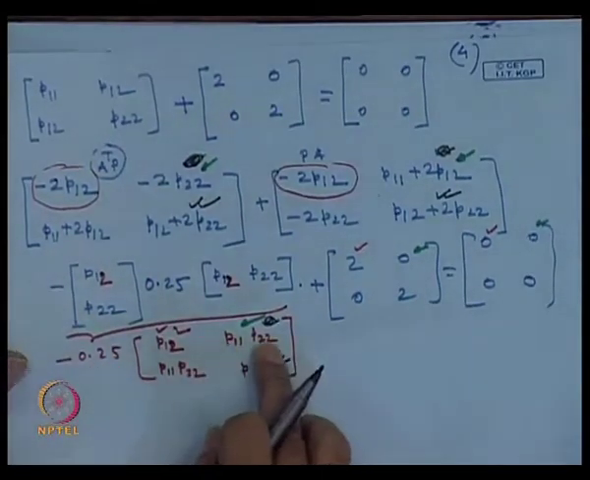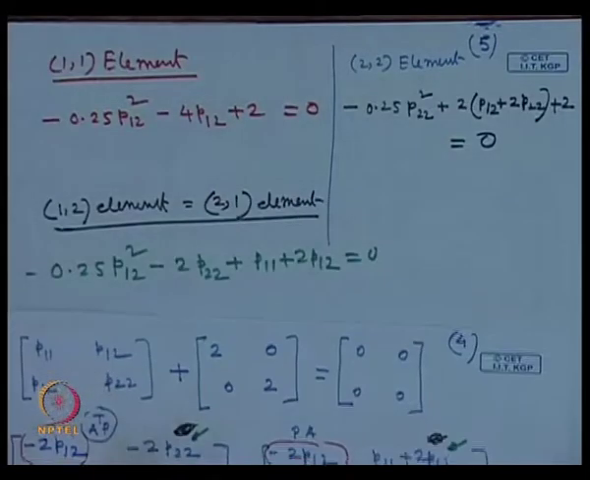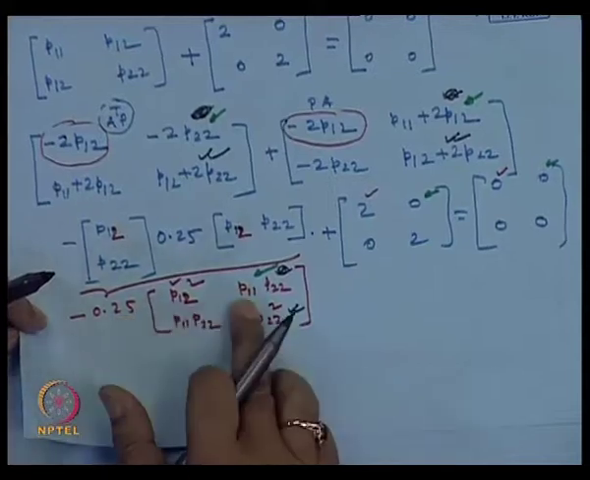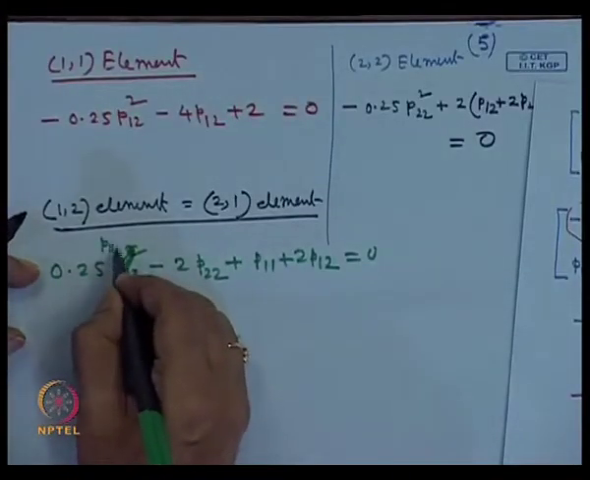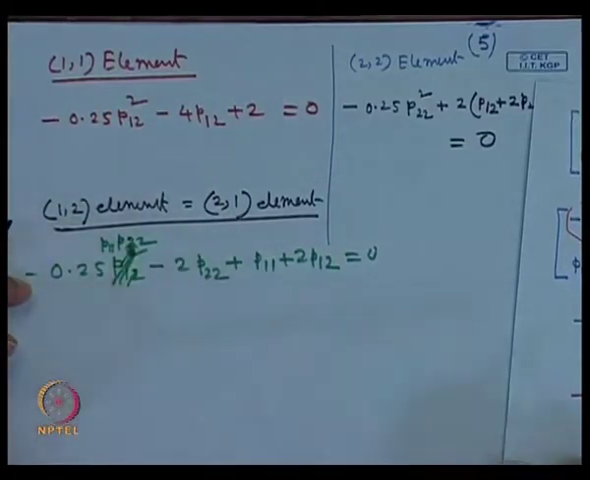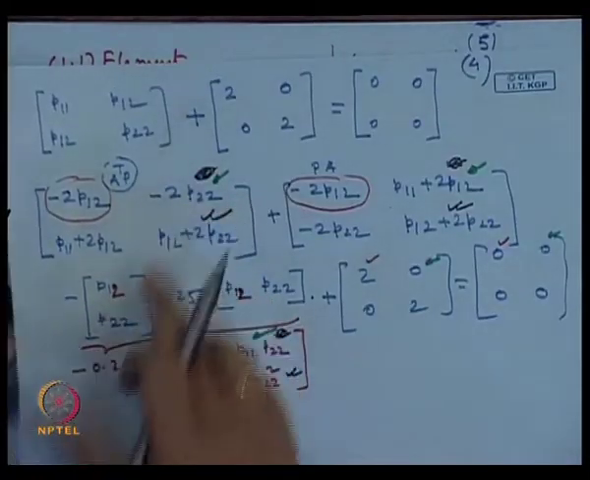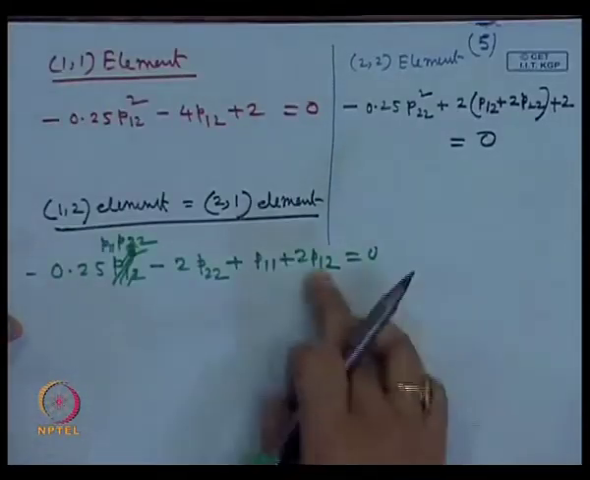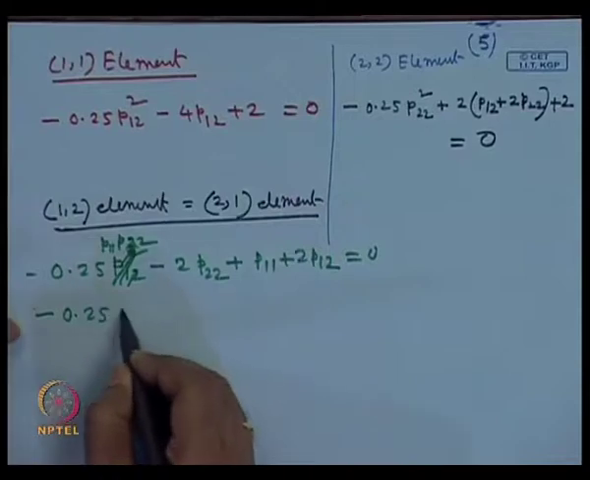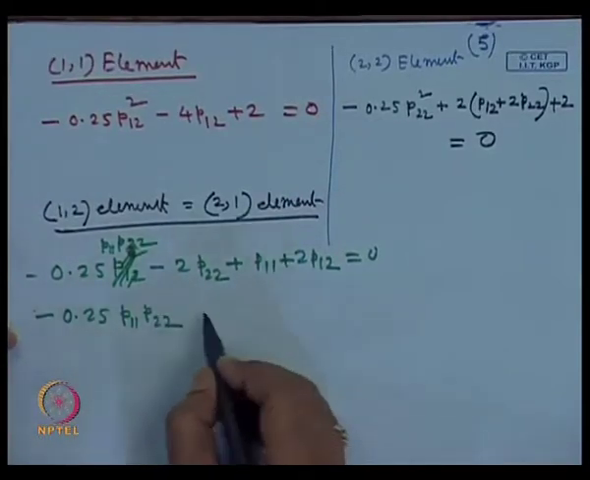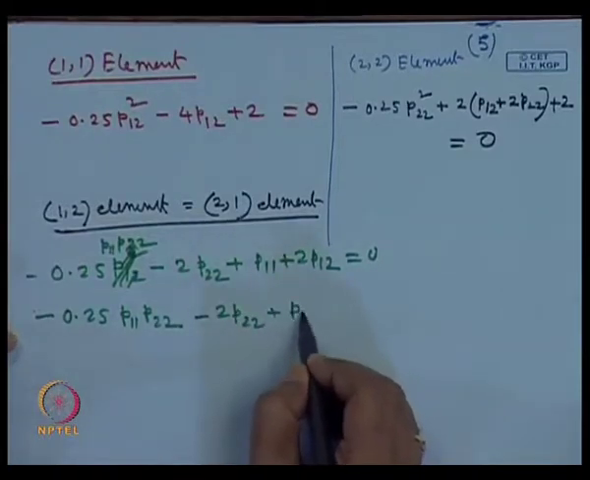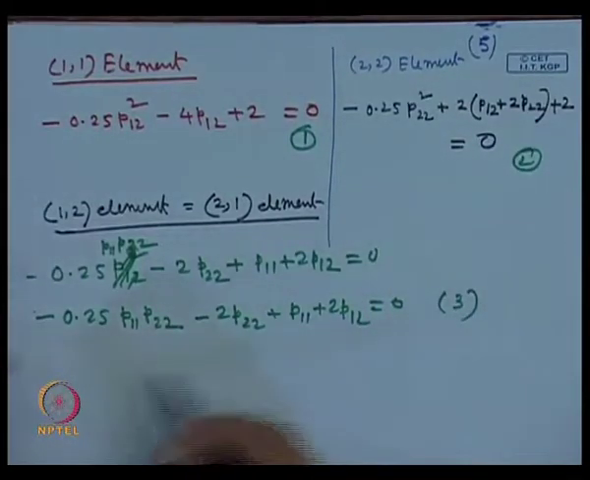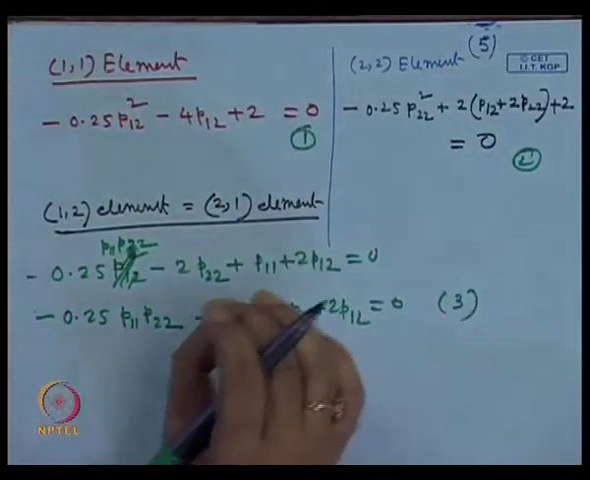I am just writing this quantity, the 2 element. This is the P2 element minus 0.25 P2 squared, and then I am writing P2 P1 plus twice P2. So, I am writing clearly 0.25 P2, then minus twice P2 plus P1 plus twice P2. So, you have 3 equations, 1, 2 and 3, and if you solve these 3 equations, you will get the solution of P1, P2, P2.